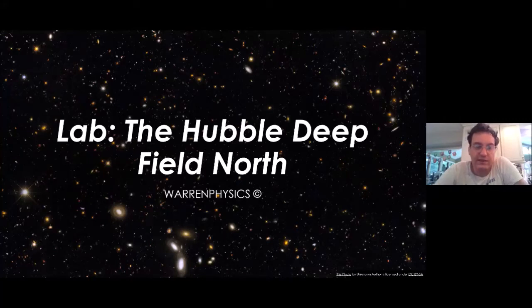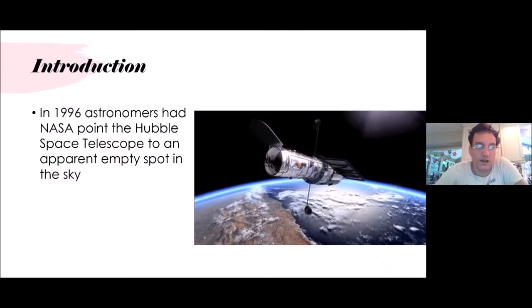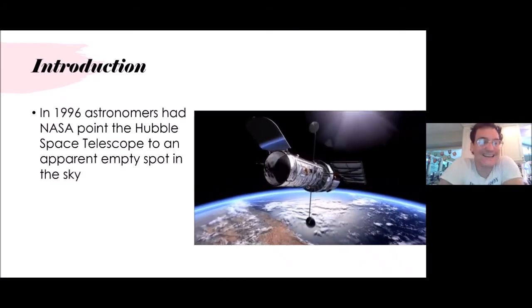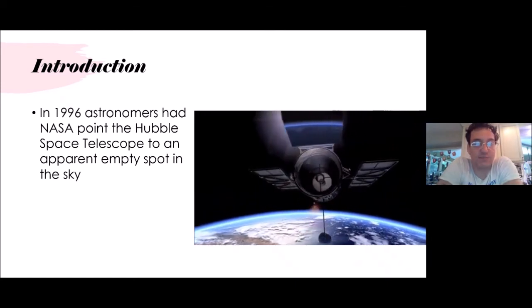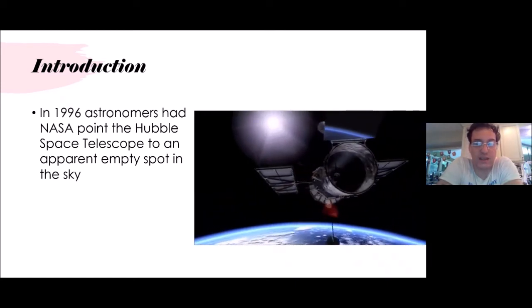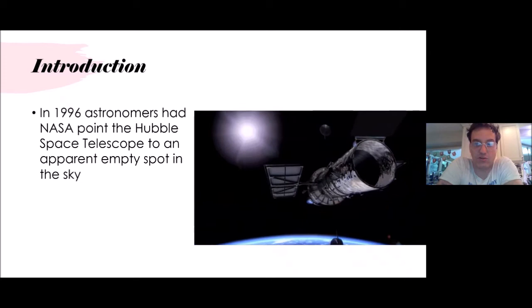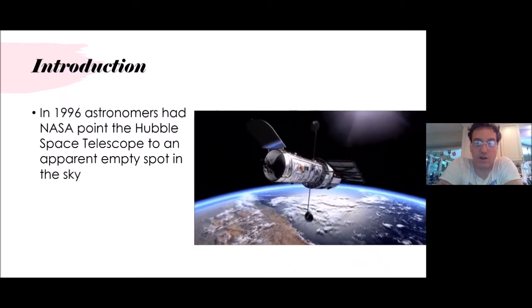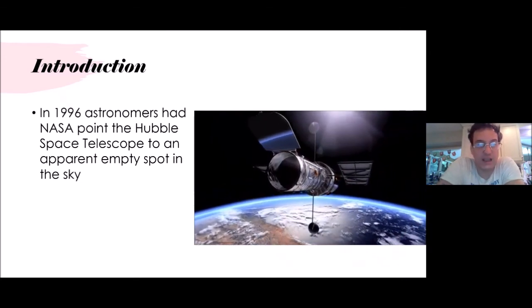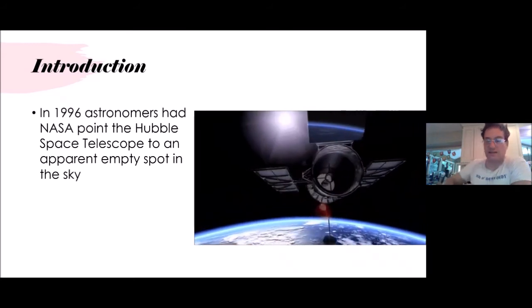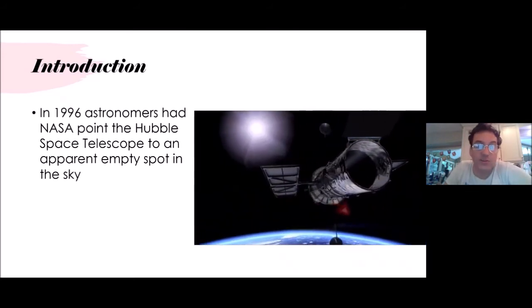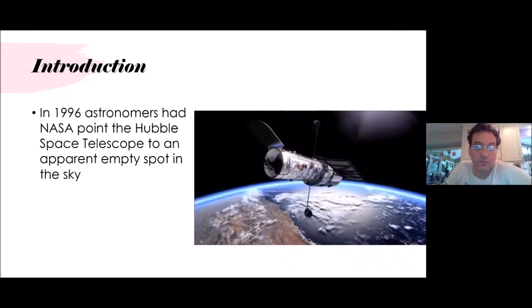Today we're going to look at the Hubble Deep Field North. So, an introduction. In 1996, astronomers had NASA launch the Hubble Space Telescope, and here's a picture of the Hubble Space Telescope. They were pointing it at what appeared to be an empty spot in the sky, where astronomers hadn't seen any stars before.